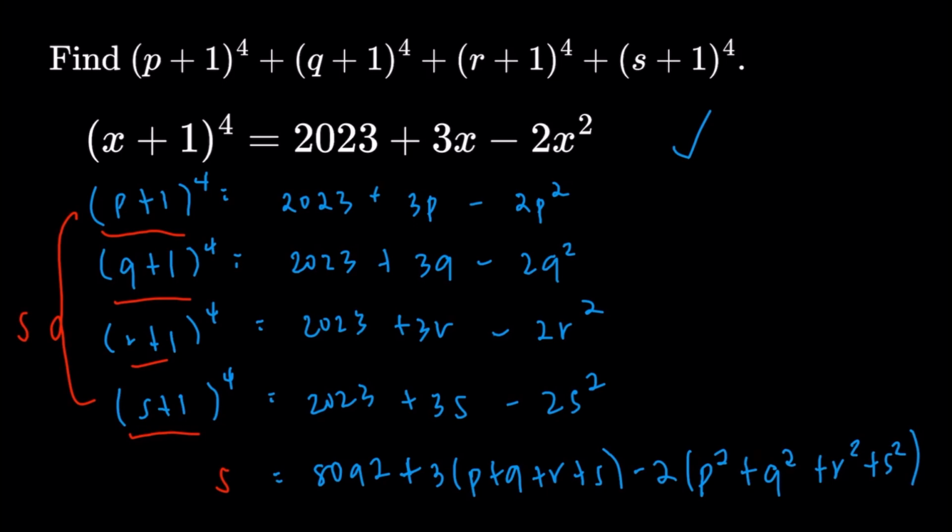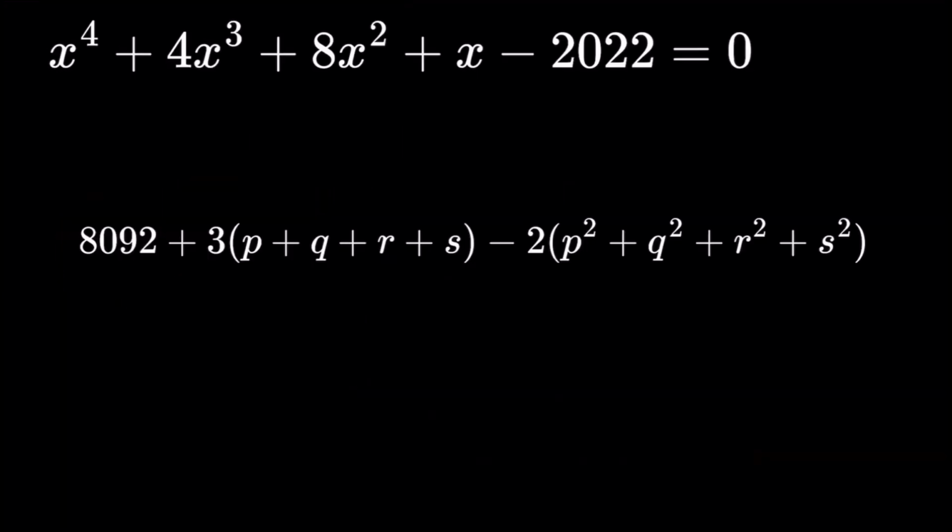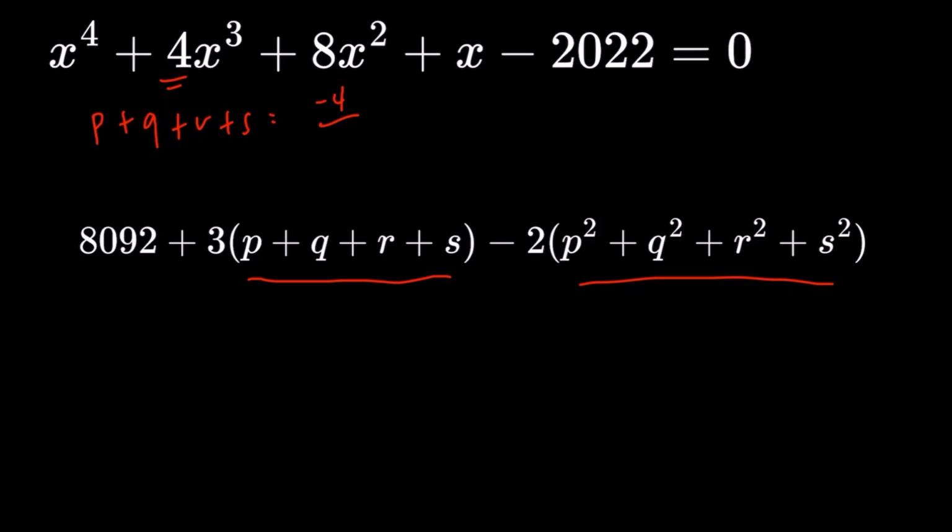Now, apparently to know what S is, I just have to get these two values, right? Now let's go back to the original equation, because these two expressions are easy to get with Vieta's relations. So we just have to get P plus Q plus R plus S and this one, right? Now by Vieta's relations, the sum of the roots is going to be negative b over a. This b is 4, divided by the coefficient a, so negative 4 over 1. Well, that's just equal to negative 4. So this part is just negative 4.